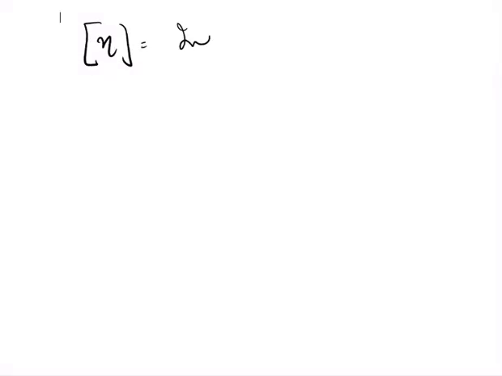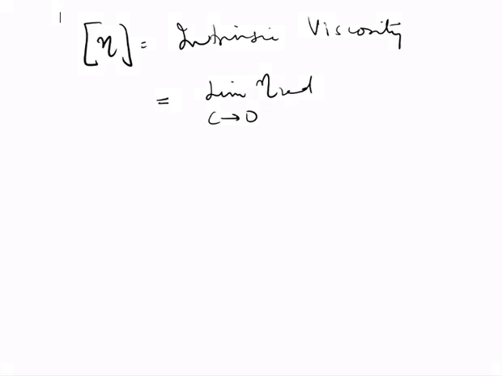This was your intrinsic viscosity, which is equal to the limit, when concentration goes towards zero, of eta reduced. I have already told you the relation for eta reduced. So on the axis where you plot eta reduced, when you take the concentration to zero, it will give you the value of the intrinsic viscosity.